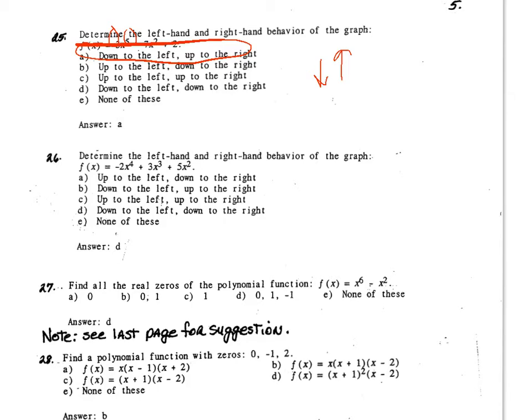Number 26 is the same question, and we have a negative leading coefficient with an even degree. So we know that both ends will be down. So that would be choice D.